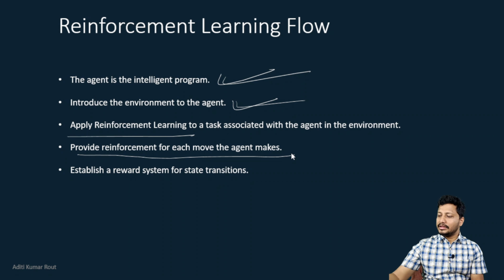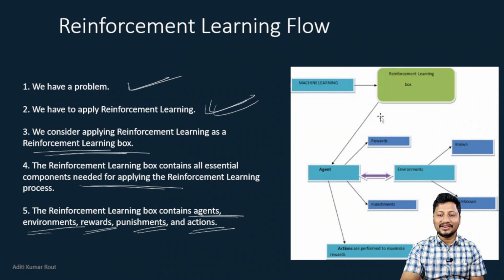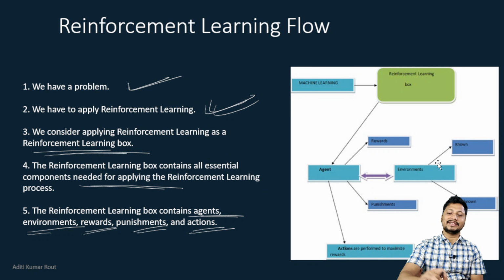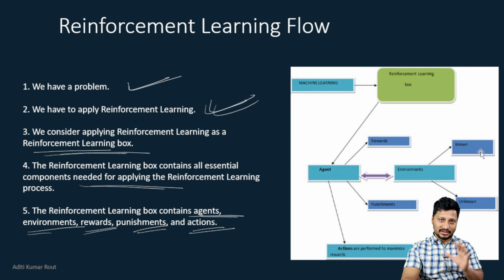If I go to my last slide, if you can see here, the reinforcement learning box comes from machine learning. Here it is interacting with the agent, and that agent takes an action, which is performed to measure the reward. Then the agent may get a reward or maybe a punishment. It is exploring the environment. Then the environment is either known or unknown. There might be two scenarios: the environment is known to the agent, or the environment is not known to the agent.